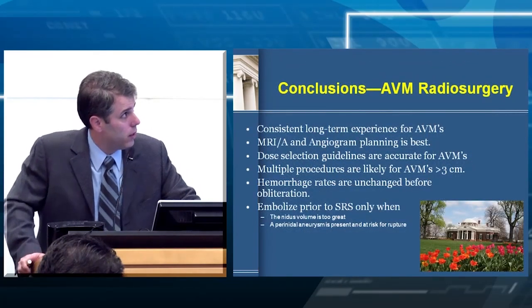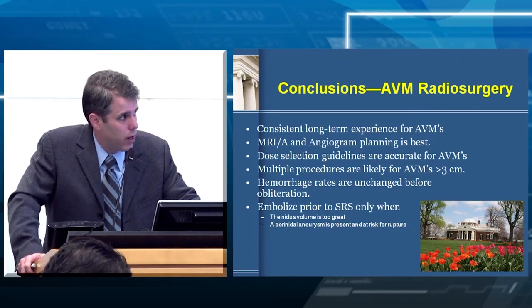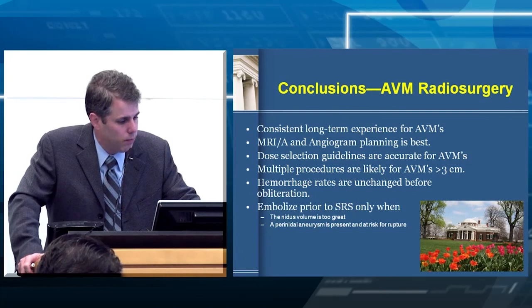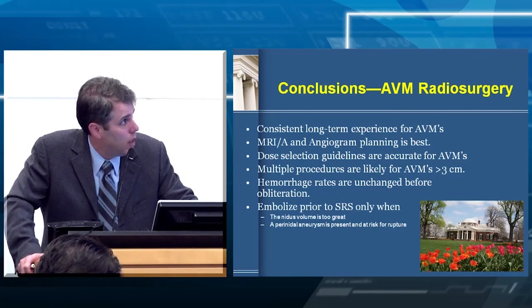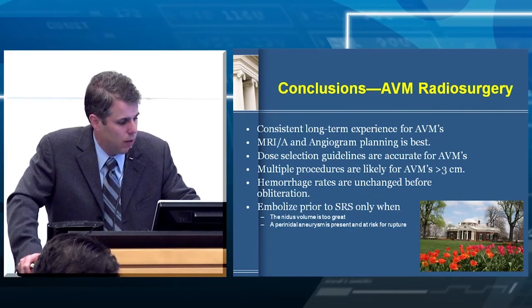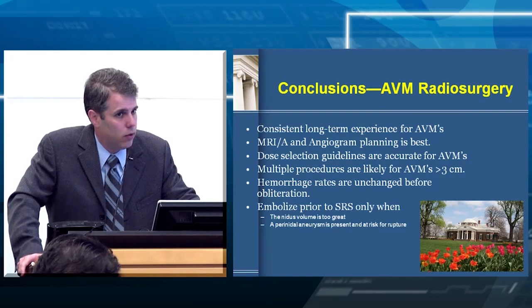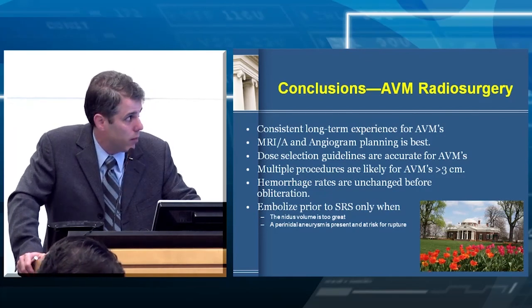So just in conclusion, I'll say that in large part, I think AVM radiosurgery, harkening back to Dr. Steiner's successful treatment in 1971, has changed the way we manage patients. It has a consistent long-term improvement in patients with AVMs. Certainly, MR and angiographic planning is necessary. Careful dose selection for all the factors I've mentioned is important. Multiple procedures are sometimes required for large AVMs, and we can really make a substantial difference in their natural history. Certainly, those that have had previous hemorrhage, and even, I would submit to you, those that haven't had previous hemorrhage associated with their AVMs.